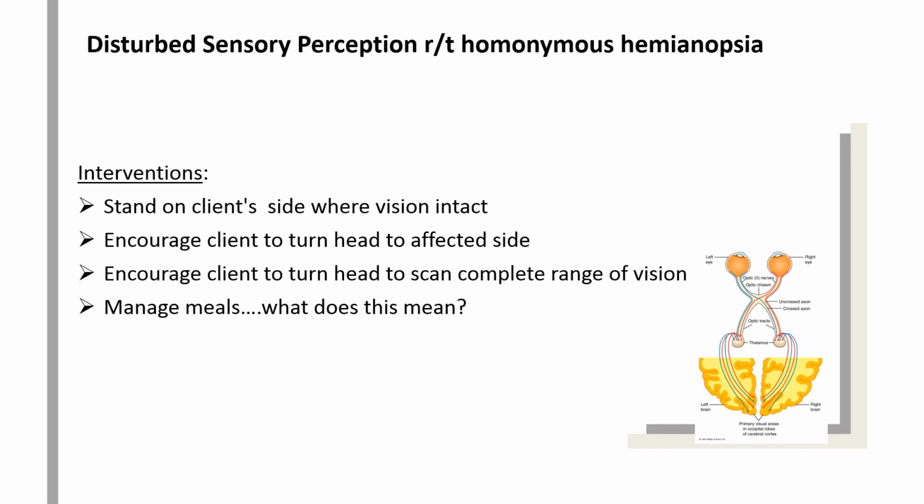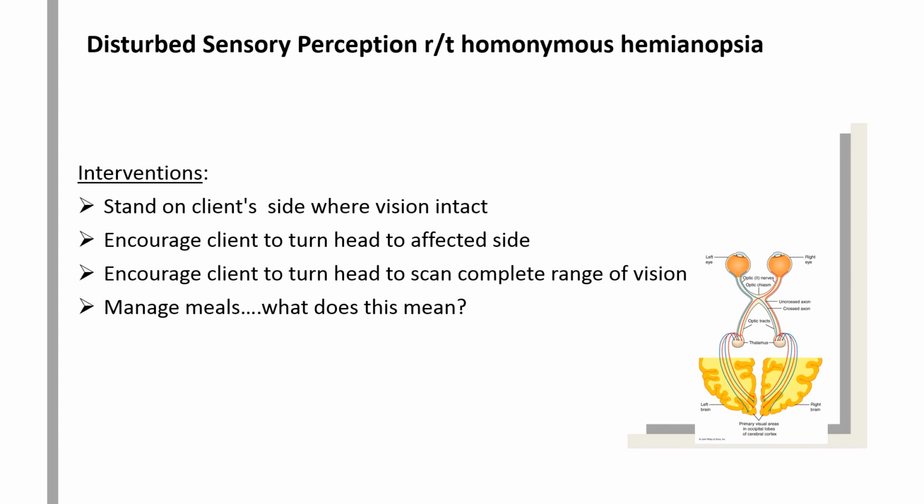Disturbed sensory perception related to homonymous hemianopsia. Hemianopsia is blindness in the same side of both eyes and is common in right hemispheric strokes. Our interventions are that we stand on the client's side where the vision is intact. We encourage the client to turn their head to the affected side for safety so that they can see what they're doing. We encourage the client to turn their head to scan the complete range of vision.